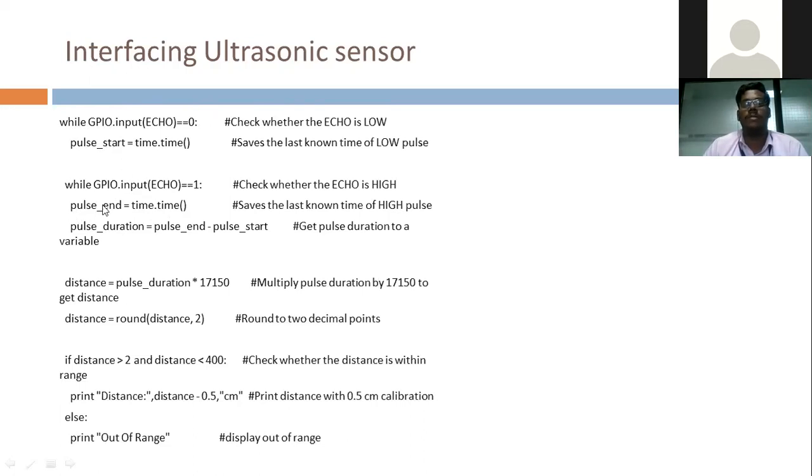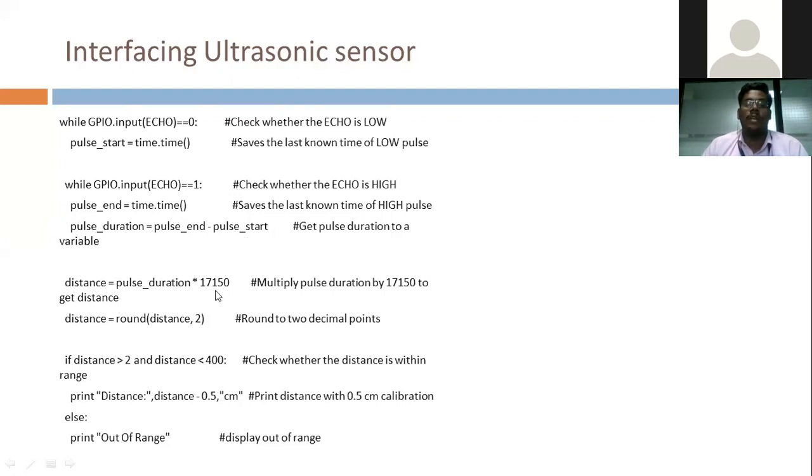So I have pulse start and pulse end. Based on the pulse duration, I'm rounding up the value, taking the start and stop time. So I'm getting a time. For distance, speed equals distance by time, so distance equals speed into time. We have the time in the pulse duration variable, so we need the speed.